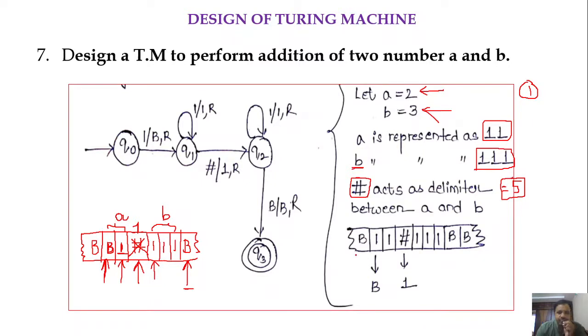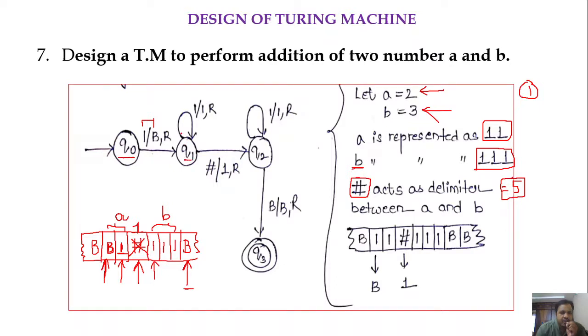Okay, so here how we implement the Turing machine. So in q naught, it is the initial state. In q naught, if we get 1, so if we read first one in q naught, replace that 1 with a blank and move the head towards right. Okay, so we will move from state q naught to q1.